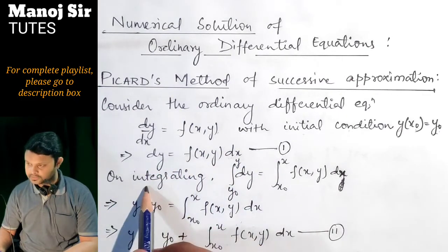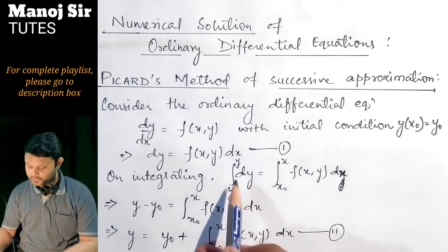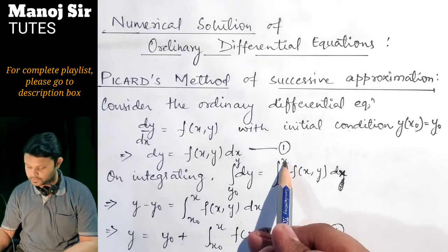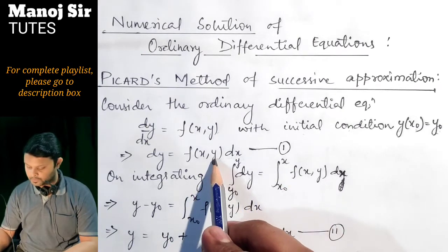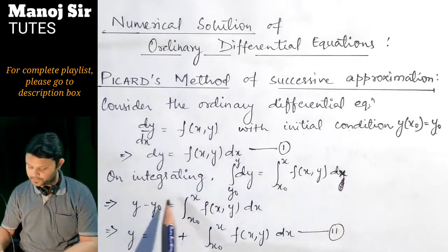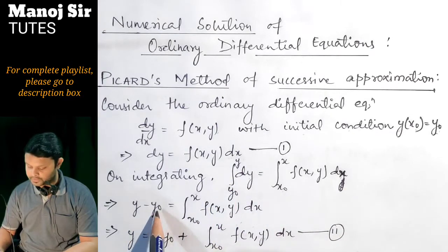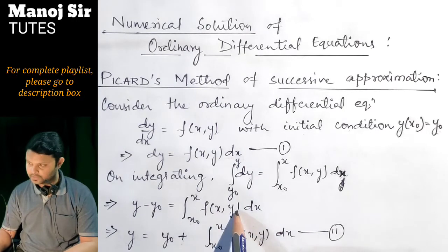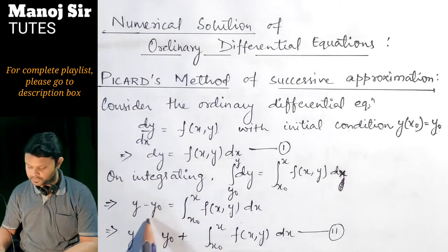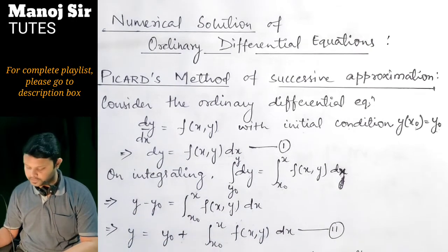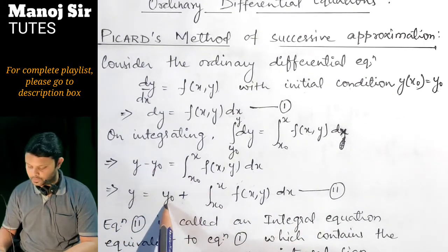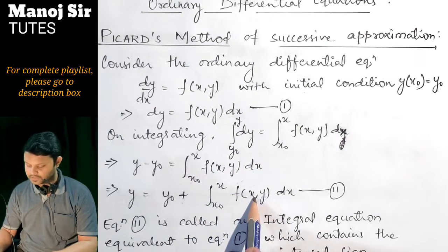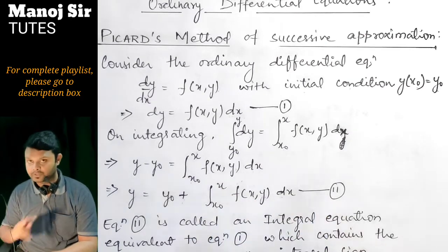On integrating this, you will get the integral from y naught to y of dy equals the integral, with limits from x naught to x, of f of x comma y dx. On solving, you will get y minus y naught equals the integral from x naught to x of f of x comma y dx. Now simply take y naught to the right hand side. You will get y equals y naught plus the integral from x naught to x of f of x comma y dx, and this is my equation number 2.